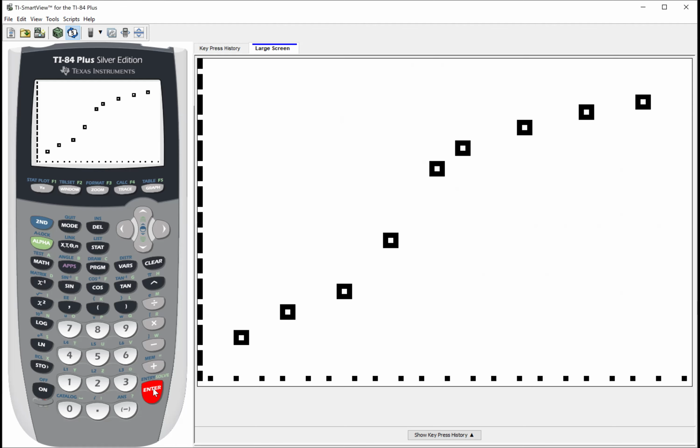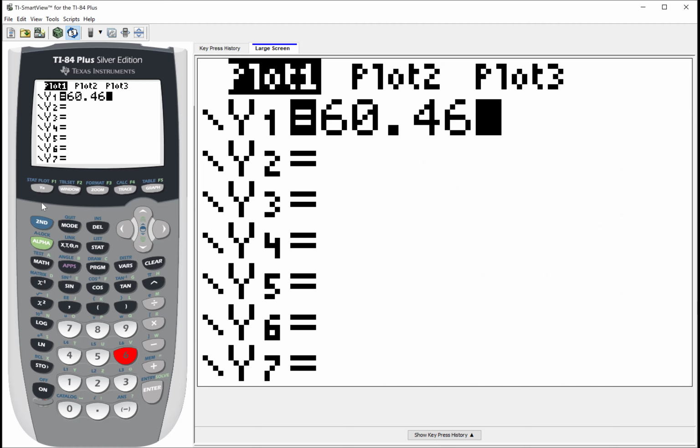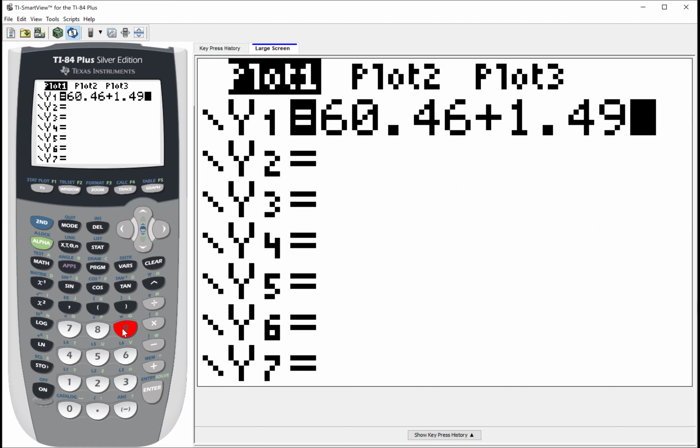So in order to do that, anytime you want to plot a line, we're going to press Y equals, which is the first button right underneath the window. And now let's enter that regression equation that we got, right? So Y was equal to 60.46 plus 1.49 times X. And X is right here.